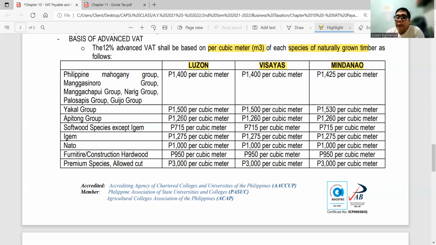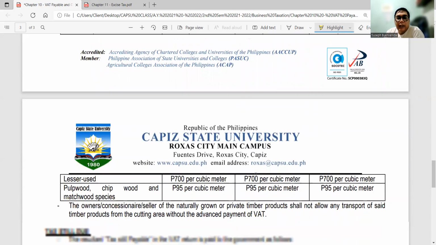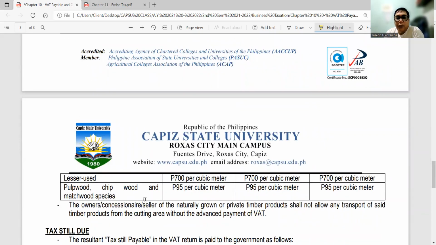Apitong Group is the same, 1.260 for Luzon, Visayas, and Mindanao. The same with softwood species, except Igem. Actually, I'm not that familiar with the different species of wood. Igem is 1.275 for all. Nato, 1,000 for all. Furniture, construction hardwood, premium species allowed cut, 3,000 per cubic meter. Then lesser used, pulpwood, chipwood, and matchwood species, those used for matches.